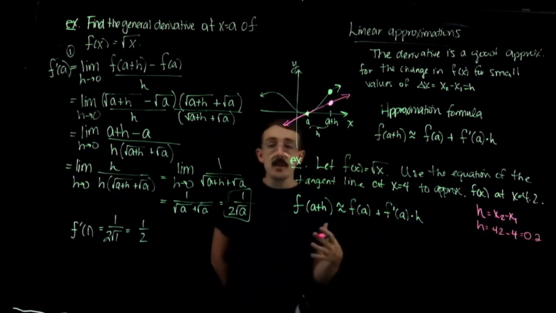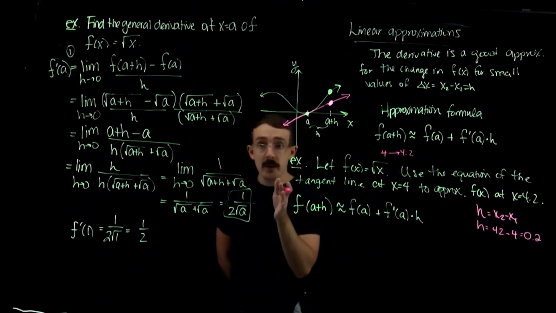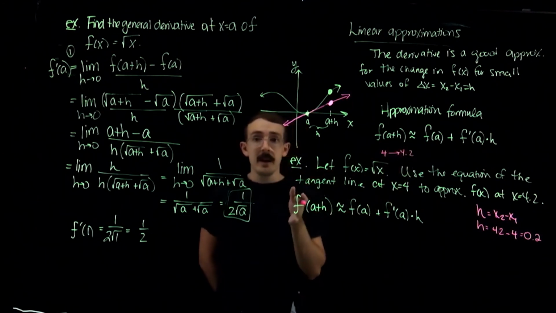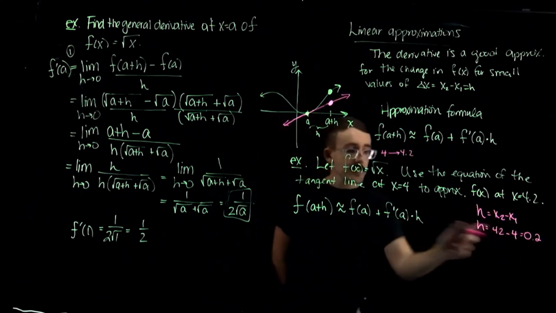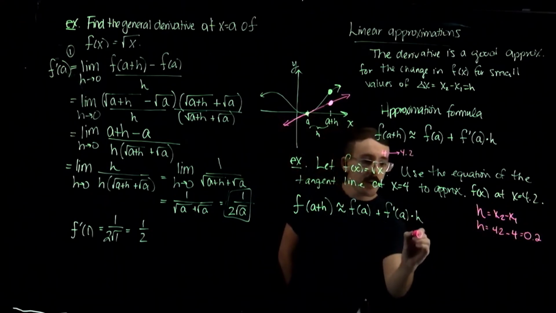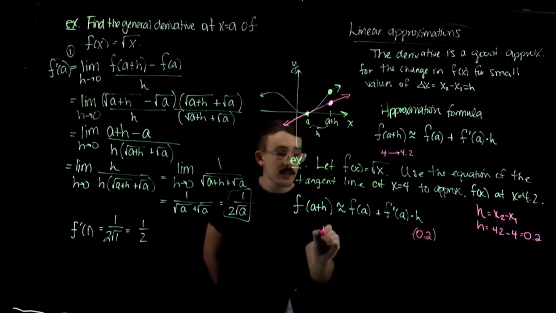It's positive because we moved in the positive x direction. We moved from 4 to 4.2. It's important that you get the correct sign because that actually matters. So you need to start from 4, go to 4.2. That's an increase. So right here in my formula, I'll fill that in as 0.2. And this h also is 0.2.